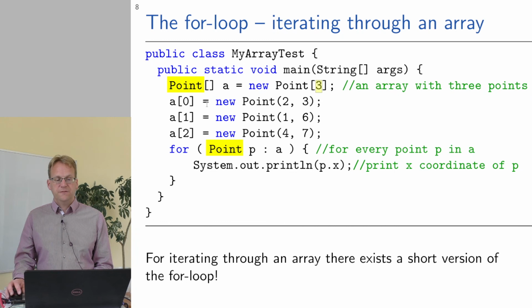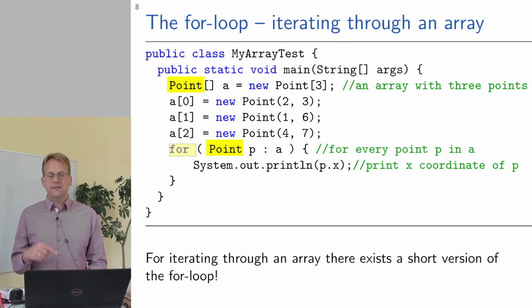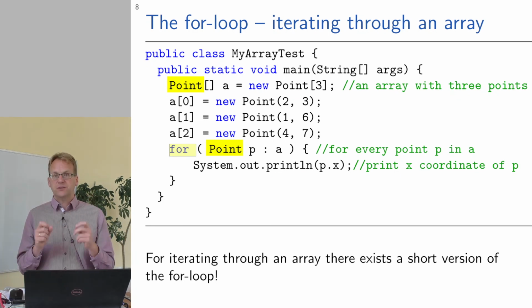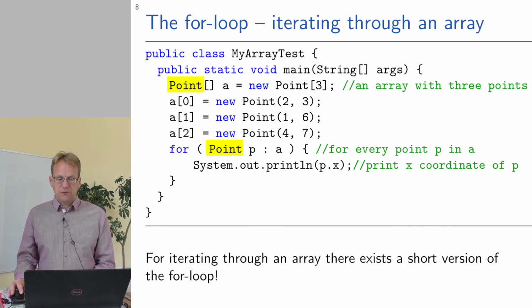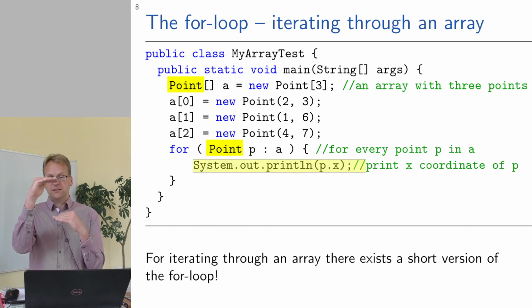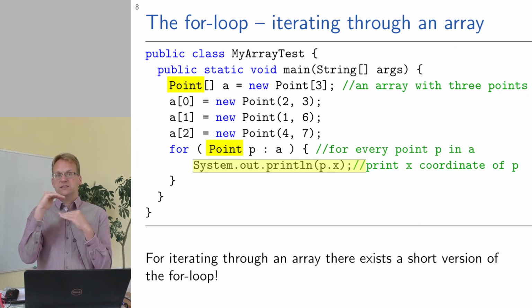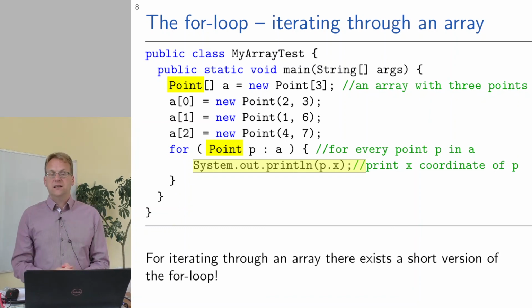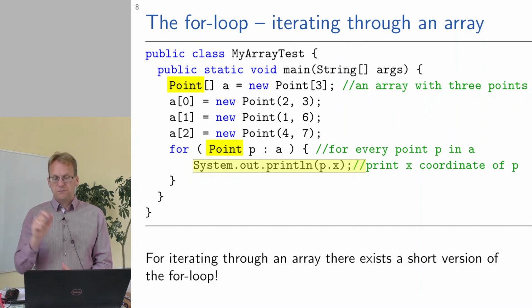And this array we can fill then with 3 point objects, each of which we generate with a constructor call. And then afterwards I'm using again this short version of the for loop, or let's say the for each loop, which you can nicely read: for each point p in array a, do the following. And the following is then contained within the curly brackets. Here it's just one line of code, namely again a call of our println method for printing this x-coordinate of the point p to the console.